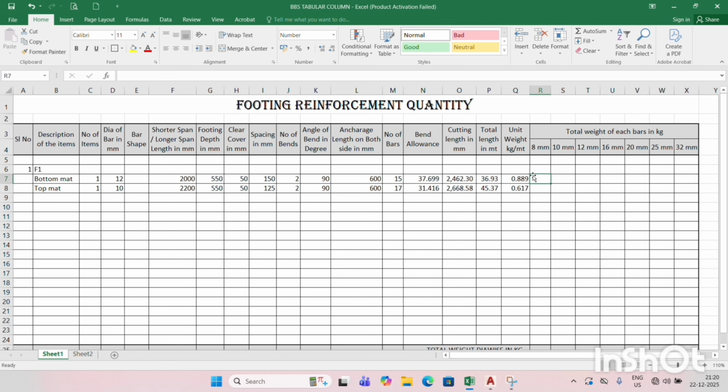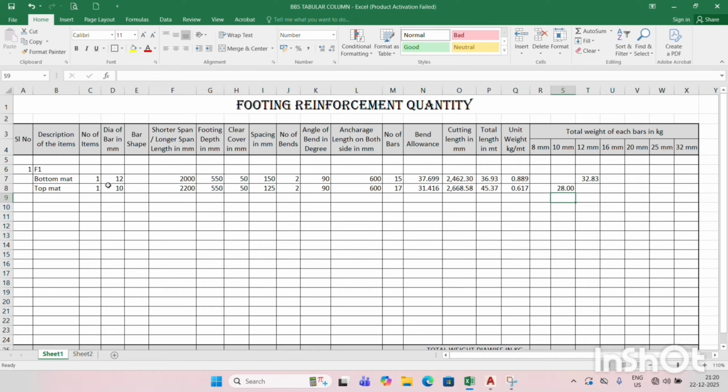Whatever the total quantity of these rods, this 12 mm and 10 mm, the 12 mm rod quantity has to come in the 12 mm cell and the 10 mm rod quantity has to come in the 10 mm cell. So every time you can't go and type it over here. This is equal to cutting length into density, and here is equal to this into this, like this. The 12 mm has to come here and the 10 mm has to come here. So every time you can't go and type it in each and every cell.